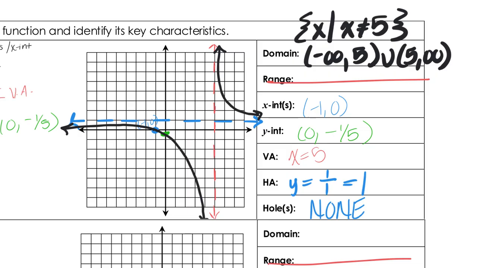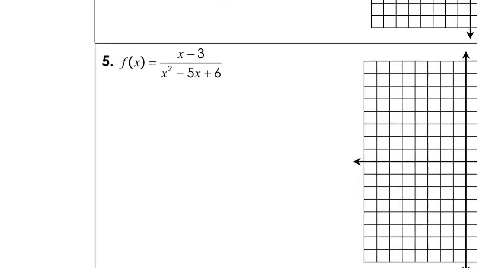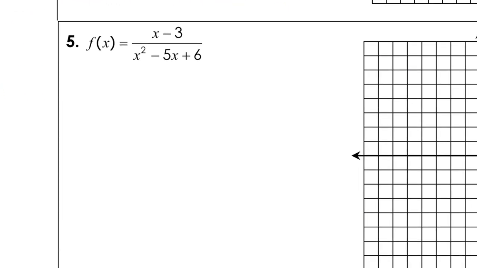So let's look at one that does involve a hole. Number 5. I want to start by looking at the numerator. Is there anything that I can do? Can I break it down? Can I factor it? It is already in its simplest form. So I'm going to wrap it up in parentheses just to tell my eyes I've already looked at that. I've already checked that.